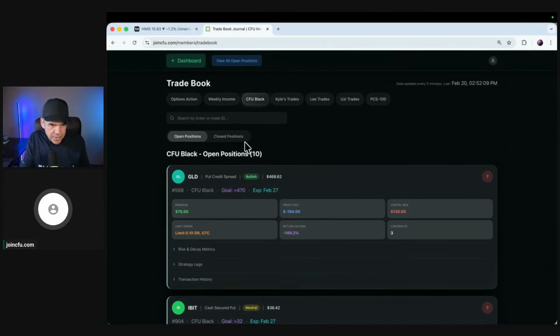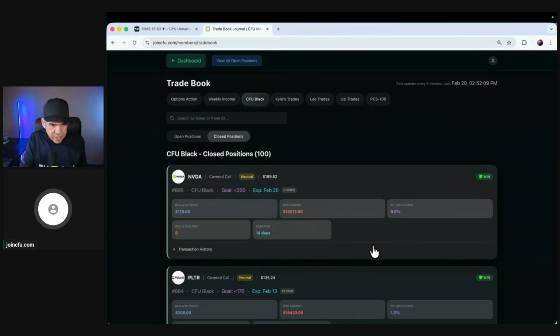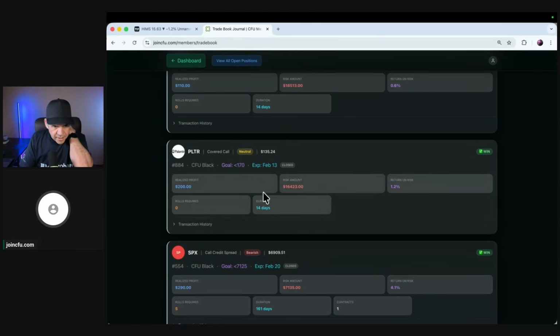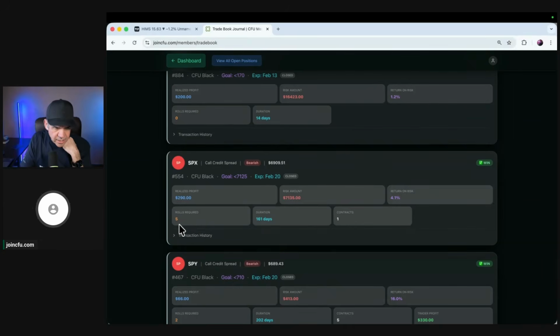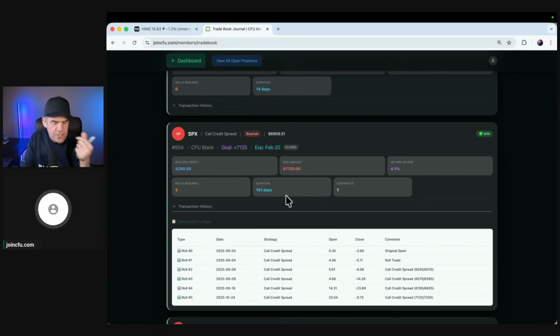Now, what we can also do is look at our closed positions here. We closed off an NVIDIA covered call, another Palantir covered call, and an SPX call credit spread. You look at this, it took us 5 rolls to complete this trade. This took us 161 days. Now I know what you're saying, oh gosh, man, 161 days. But through this process, we were able to generate substantial credit that at the end of the day got you out with $290 of profit. This is definitely not our most desirable trade, but it does show the mechanism and method by which we operate. And we're able to show you how we can time and time again get these trades toward profitability.